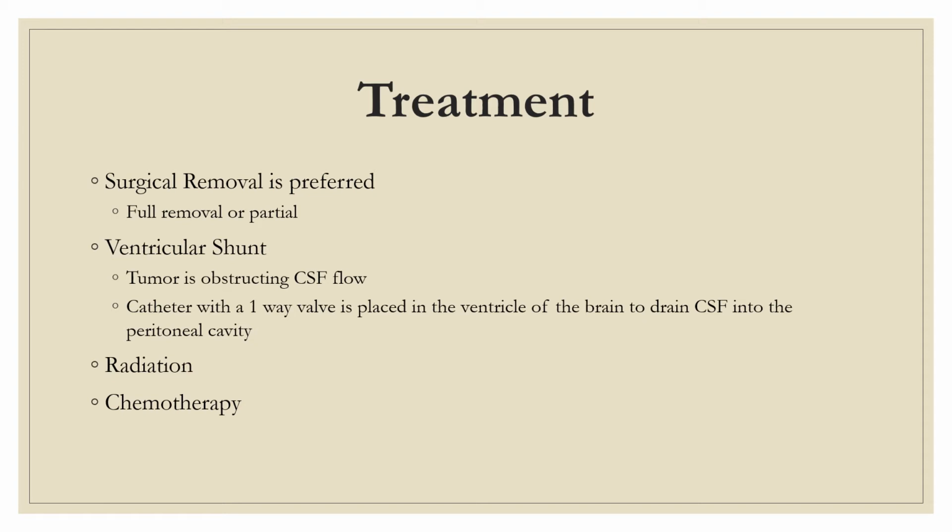Then we're going to talk about a ventricular shunt. So this is actually a catheter. It's placed into the ventricle of the brain. It's a one-way valve, and it runs from the ventricle of the brain down into the peritoneal cavity. What this does is it drains CSF, cerebrospinal fluid. So when there's a tumor obstructing CSF flow, we need to put that ventricular shunt in to decrease swelling of the brain.